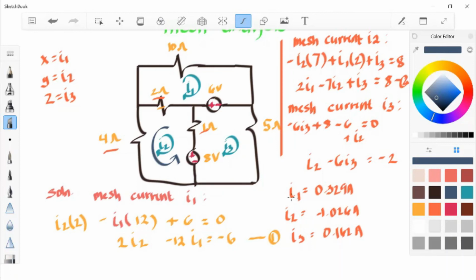Actually, this simultaneous equation can be solved manually because it is very obvious that we have three equations and three unknowns. The three unknowns are I1, I2, and I3, and we have three equations corresponding to them. But for the sake of simplicity and convenience, I used Shift Solve to solve it. So that's all. Thank you for watching. I hope you learned something from this video.